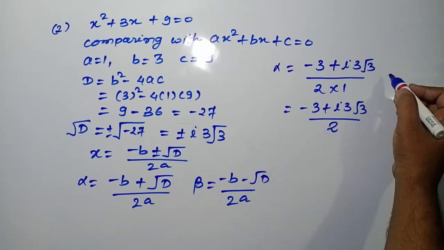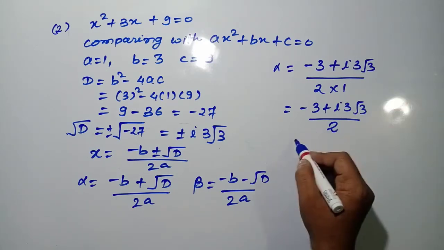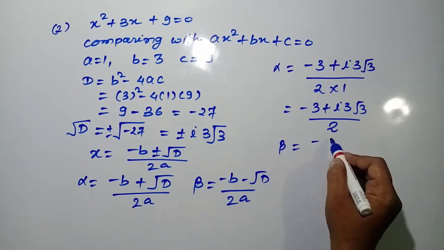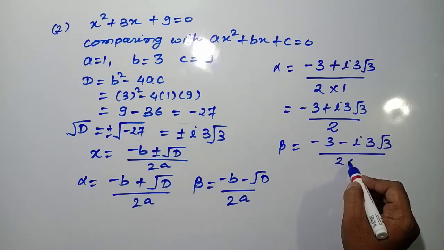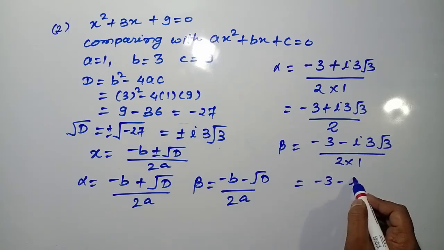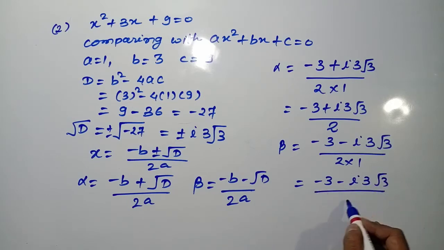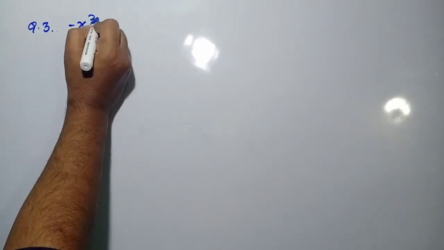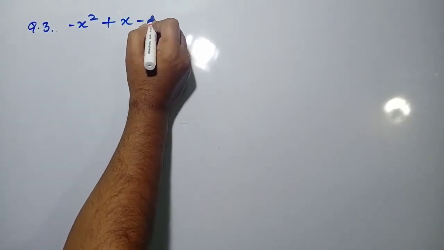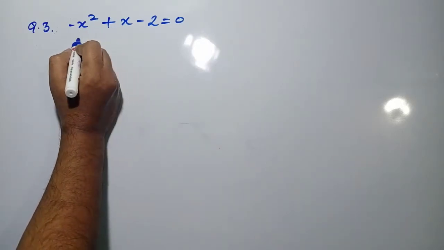Similarly we will find out beta. So the value of beta will be what? Minus 3 minus iota 3 root 3 upon 2 into 1. So minus 3 minus iota 3 root 3 upon 2. Okay student. Similarly moving to the next question for more practice. Now question number 3 is minus x square plus x minus 2 is equal to 0.